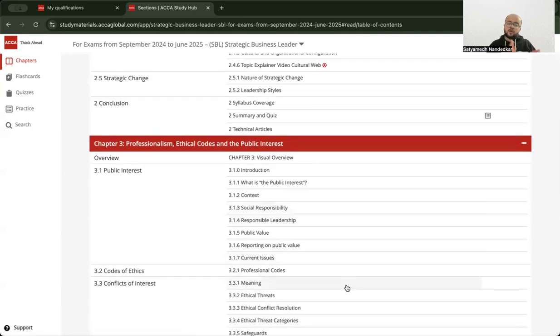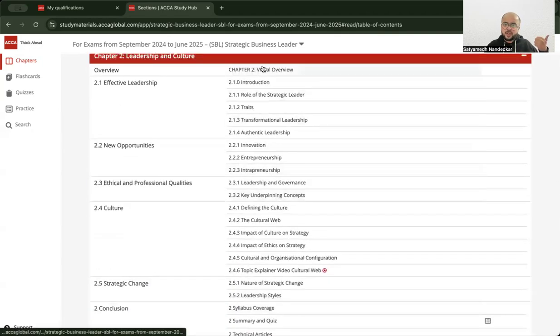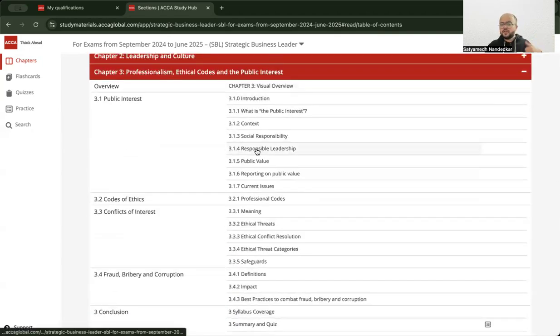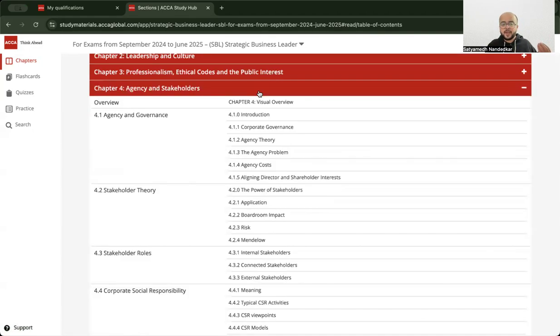You will see a lot of overlap of this topic if you have done AAA, for example, or any other P level paper. So professionalism and ethical codes are discussed there as well. But there the perspective is that of an auditor. Here the perspective is that of a business leader. And when you are running a business, what are the points that you need to keep in mind?